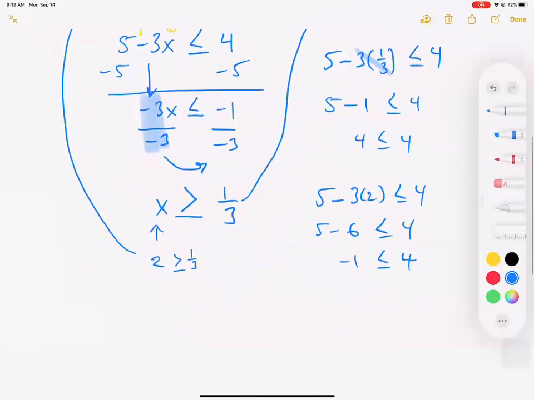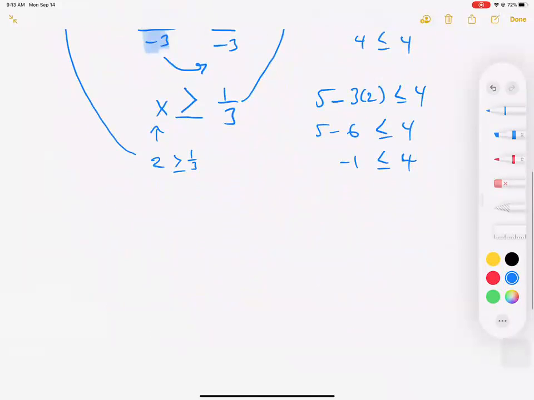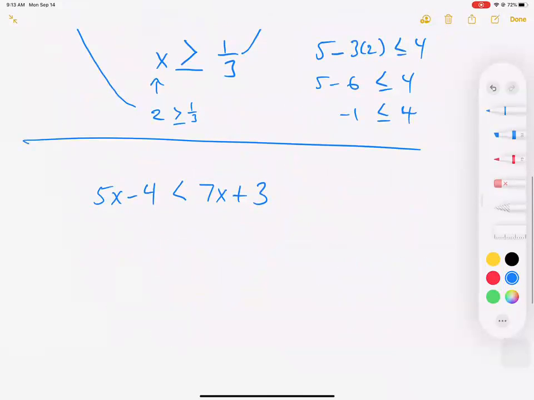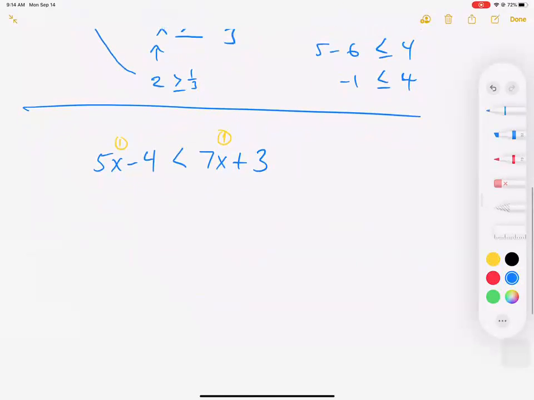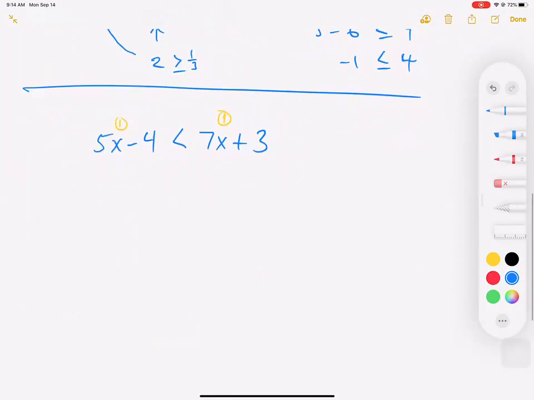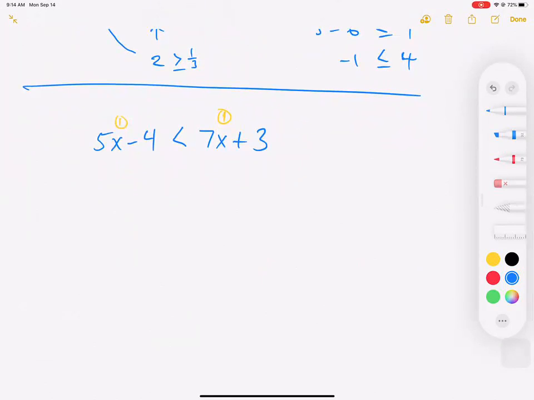If we make this problem slightly harder with x's on both sides, say 5x minus 4 is less than 7x plus 3. Now we have x's on both sides, so we want to make sure we get our x's together first. Now I'm going to do this problem in 2 different ways. I'm going to move the x's on the left, and I'm going to move the x's on the right, and see how this problem changes with our decisions. This problem will actually change based on what we decide to do.